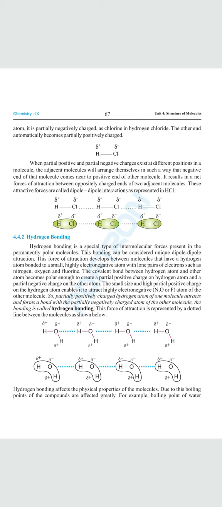Here is the example of HCl. You can see in this diagram, in HCl, H is partial positive and Cl is partial negative. They are opposite in charge, so they attract each other due to the opposite charges.